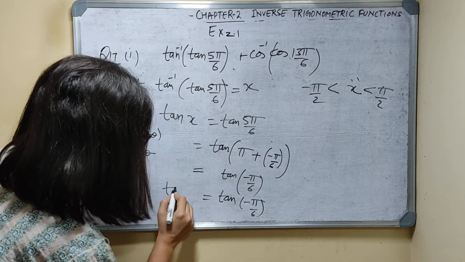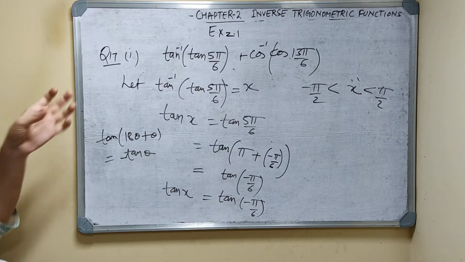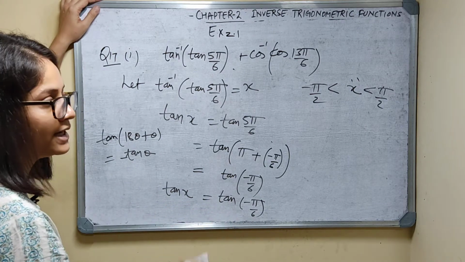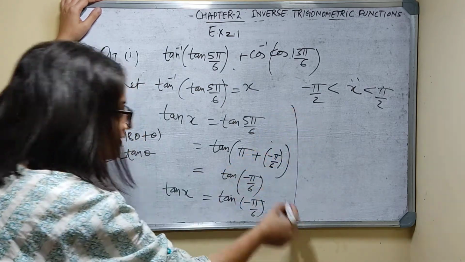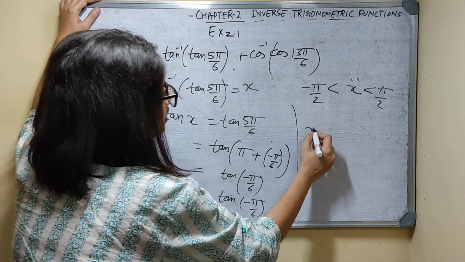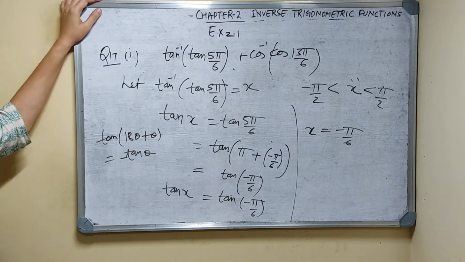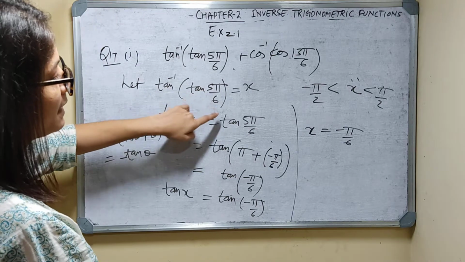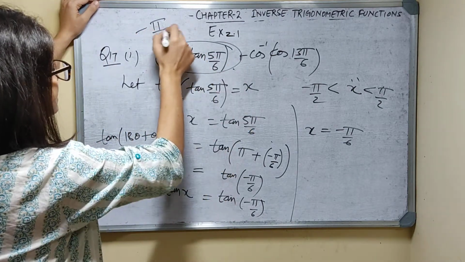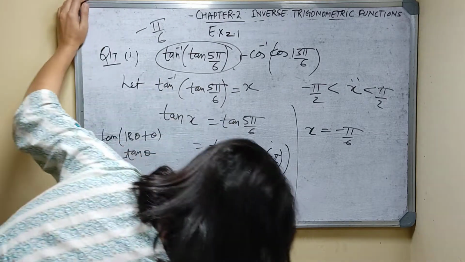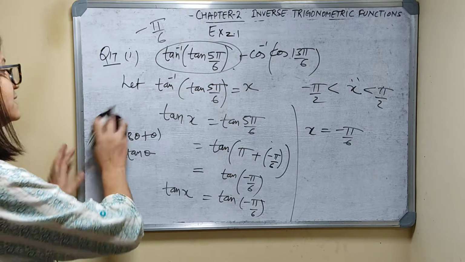So you can say tan x is equal to tan of minus pi by 6. So x value is what? Minus pi by 6. Minus 30 degree lies between minus pi by 2 to pi by 2. So x value will be minus pi by 6. So tan inverse of tan 5 pi by 6 is what? x. So this complete value is minus pi by 6. Got my point? Now I have to solve cos inverse cos 13 pi by 6.